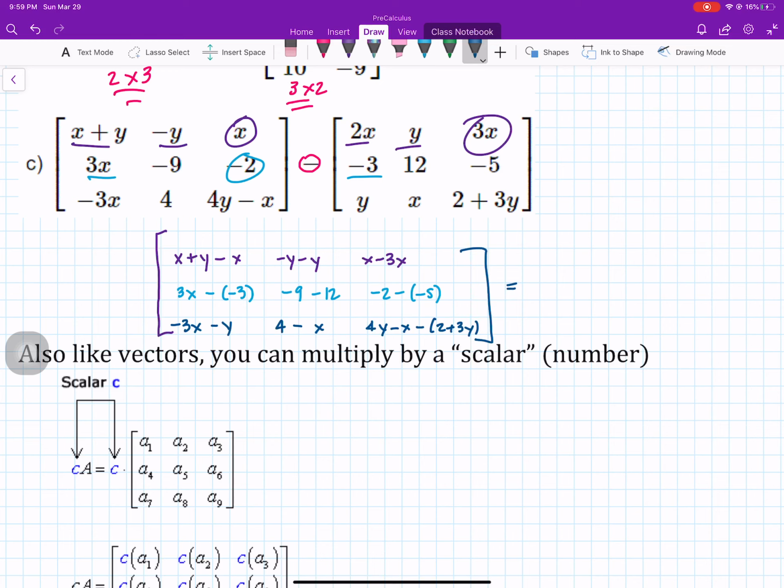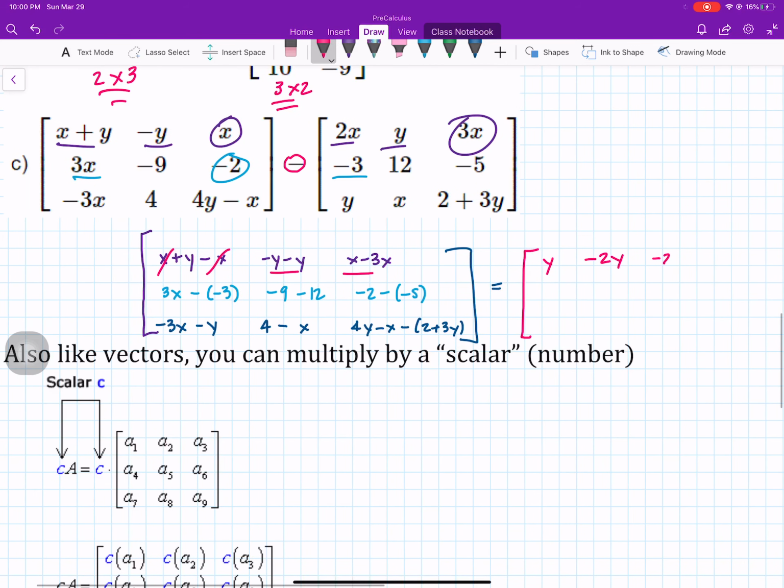Now it's just a matter of combining like terms in each position. So here the x's cancel, and I'm just left with y. Here I have negative 2y for my second spot. Then x minus 3x is negative 2x. Then 3x minus negative 3 is 3x plus 3.